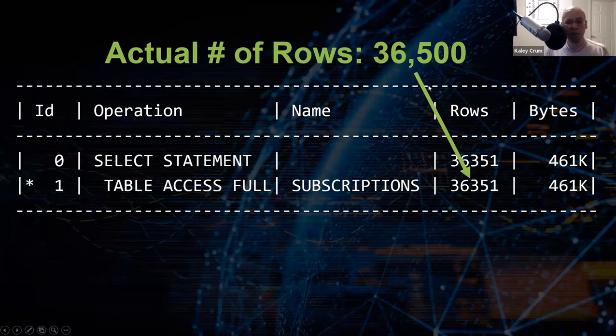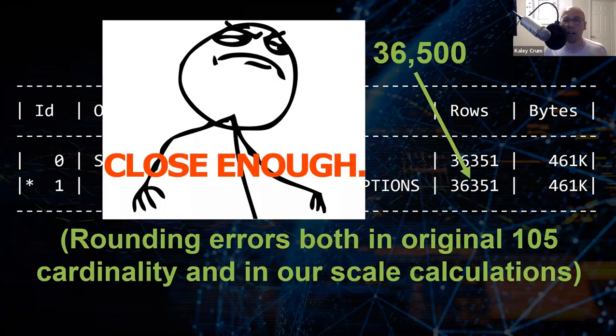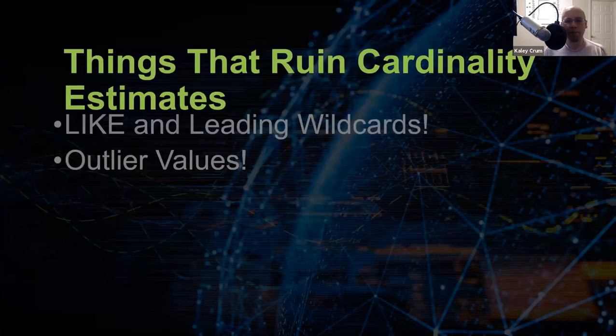So the question is, why is Oracle still off? Well, the truth is that there were rounding errors both in the initial 105 that Oracle gave us and in the scale ratio that we came up with when we divided. So there were rounding errors in both of those. That's why we're seeing a difference of about 149, but this is close enough. These cardinality estimates do not have to be 100% correct. They just have to be within a certain ballpark. All we're looking for is close enough, and this is certainly close enough. We are like 99% of the way there.